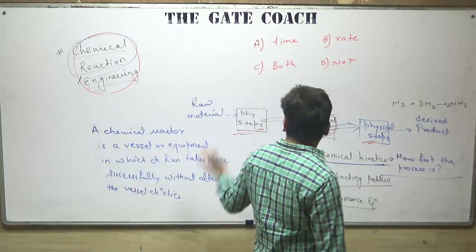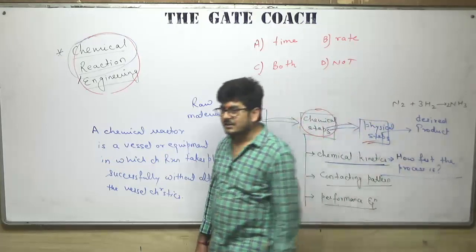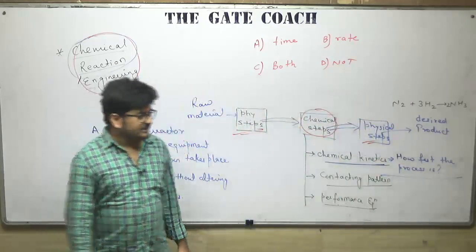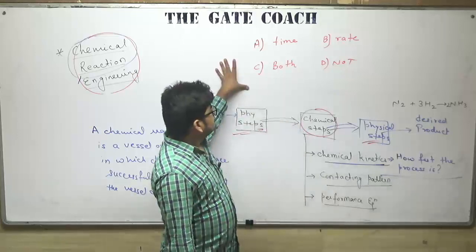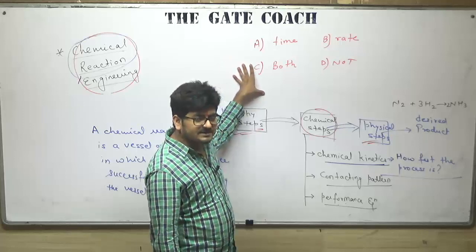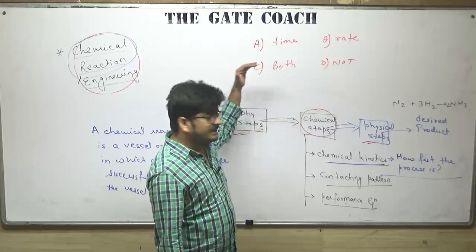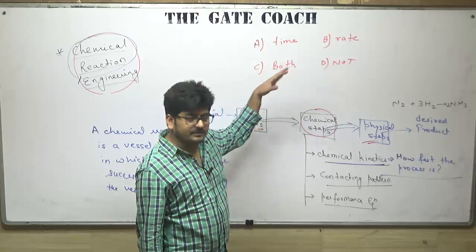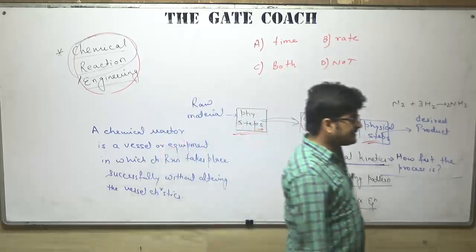So guys, where were we? We were talking about kinetics, how fast the process is. So tell me, which parameter helps us to identify whether the given process is fast or slow? Time, rate, meaning time of the process, rate of the process, both, or none of these? We need some other parameter. Tell me.